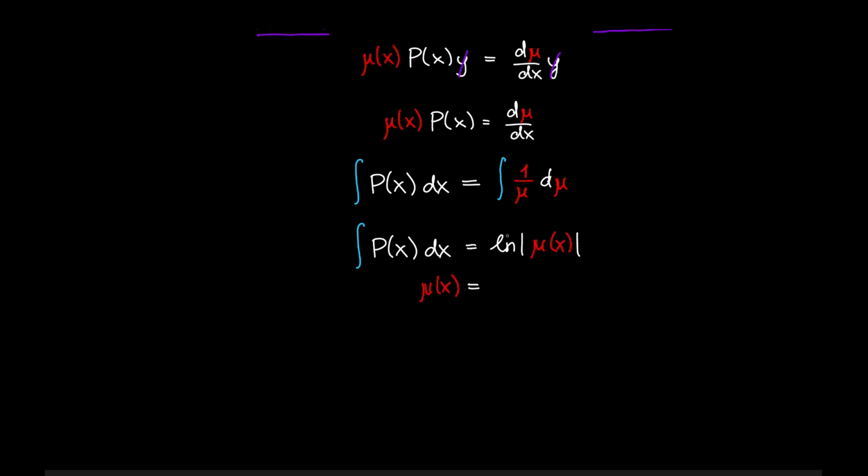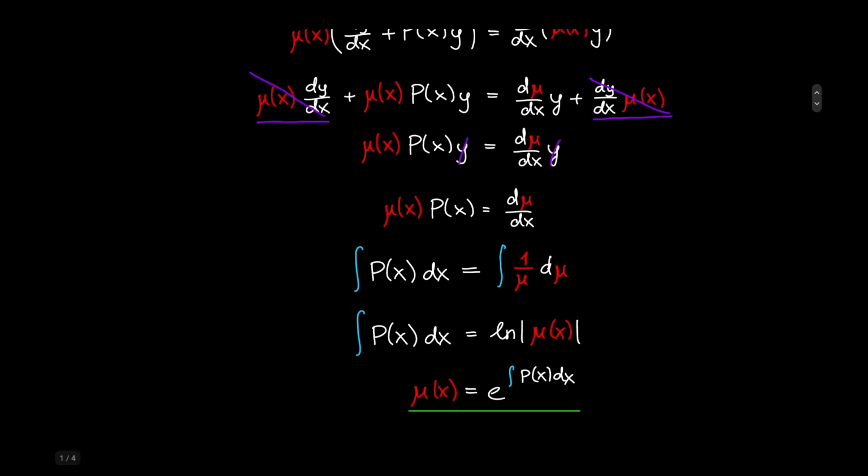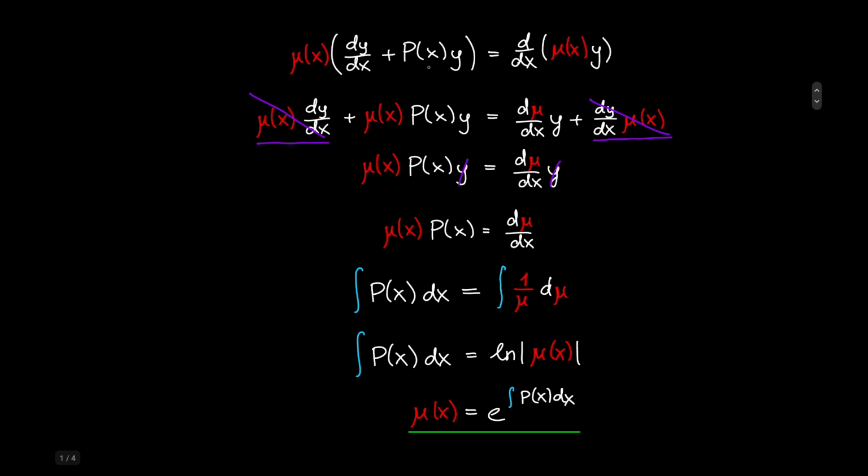And this can be done by getting rid of the natural log and writing e raised to the power of the integral of p of x dx. And this result that we get here, ladies and gentlemen, is the function mu that we need to multiply on both sides of the differential equation to make it into the derivative of a product. And this mu function has its special name. It's called the integrating factor.